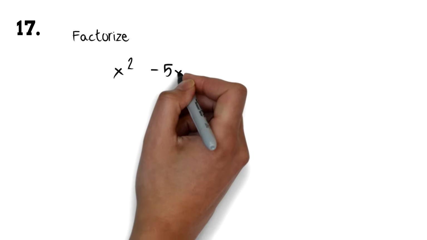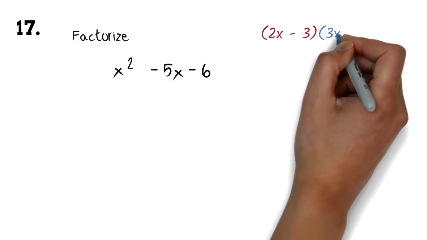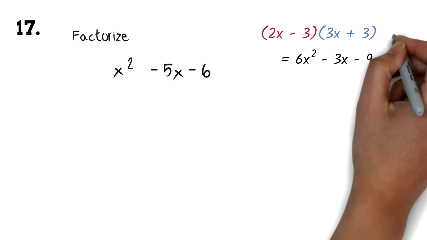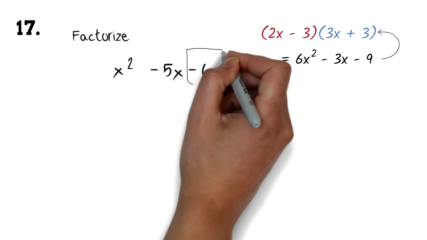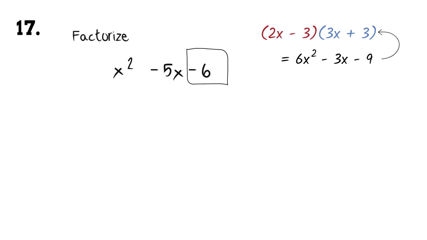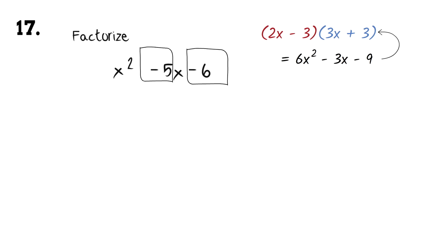Question 17. We are factoring the quadratic x squared minus 5x minus 6. In the previous question, we multiplied two polynomials to get one trinomial. The idea of factorization is basically reversing the process. Finding out what multiplied to get x squared minus 5x minus 6. You will find two numbers that multiply to get the constant, in this case, the negative 6.